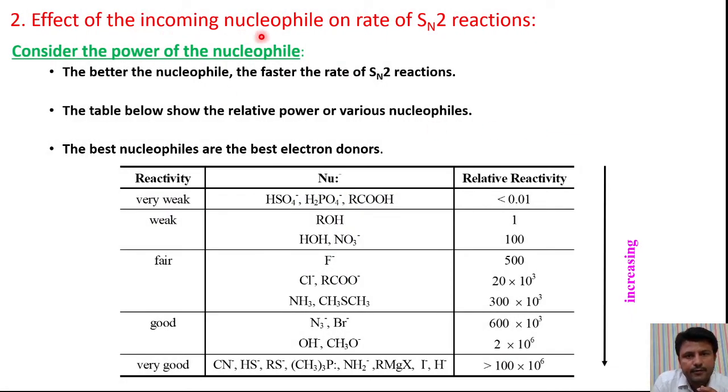The second factor is the effect of the incoming nucleophile on the rate of the SN2 reaction. Generally, if a nucleophile is stronger, which means it can donate a pair of electrons very readily, the best electron donor acts as the best nucleophile. Here you can see this table, cyanide ion and the remaining nucleophiles can readily donate electrons, so these act as very good nucleophiles and the rate is also much higher compared with these weaker nucleophiles, which cannot donate a pair of electrons very readily to the electrophilic carbon.